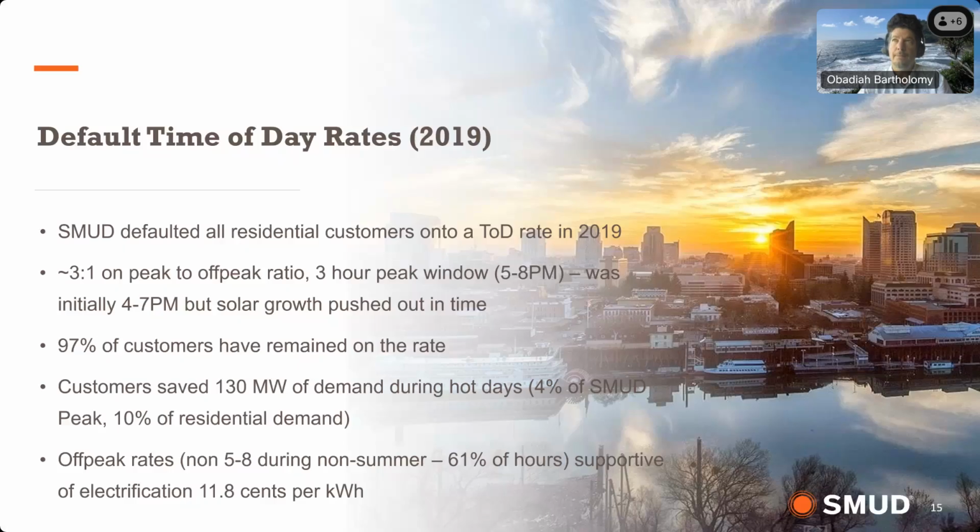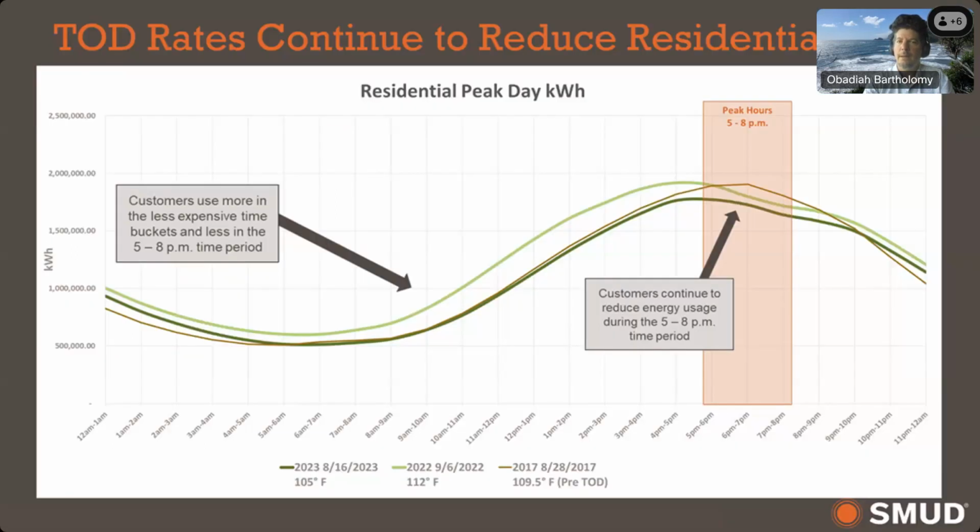We spent, I think, about $15 million implementing the rate. So saving that kind of money on the capacity side is pretty impressive. One other thing I'll mention is the off-peak rates for us, which are about 61% of the hours, are pretty supportive of electrification, averaging about 11.8 cents per kilowatt hour currently. This is just a snapshot of what that looks like in savings.